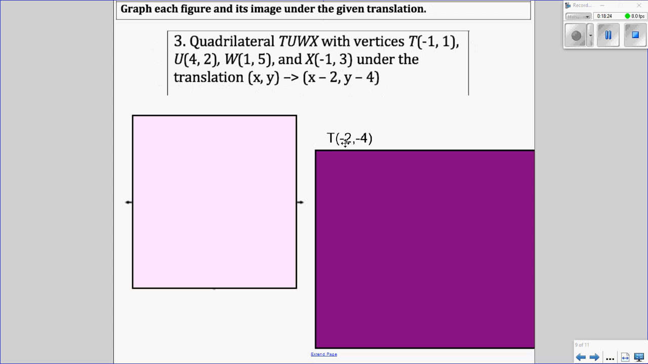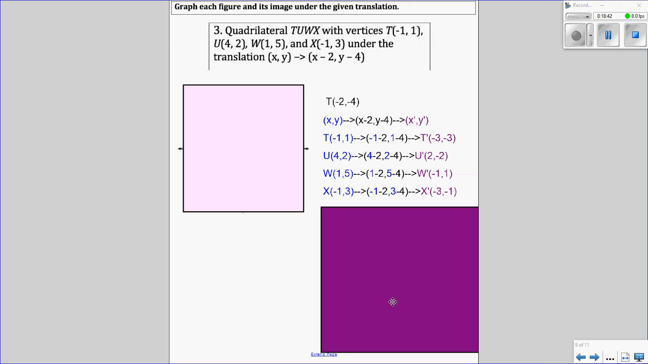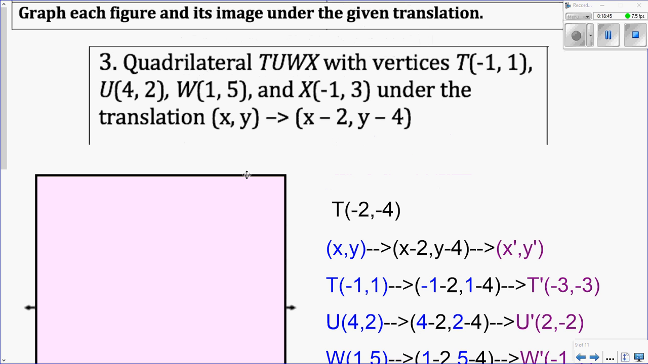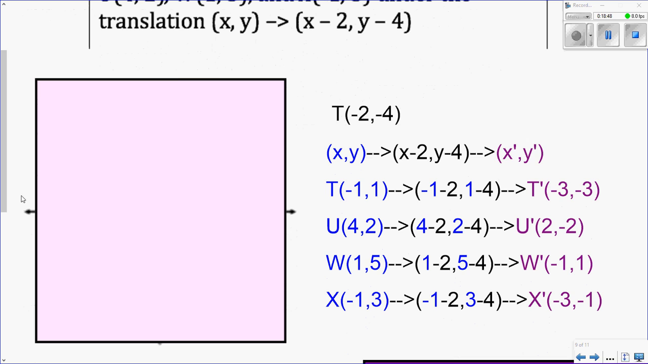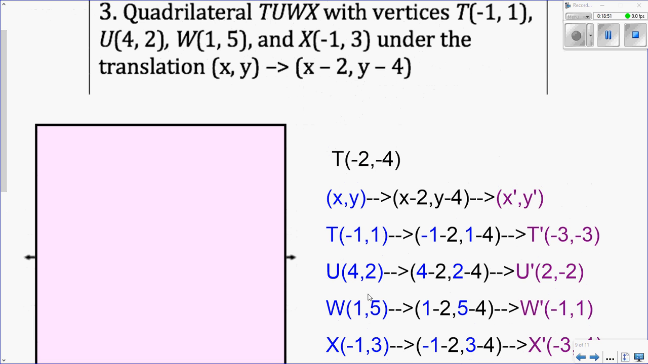That means this is how many units I'm going to be moving on the x-axis, left to right. And this is how many units, negative 4, that I'm going to be moving up or down. In this case, it'll be down, and for this one, we'll be going to my left. I had my original vertices that they gave me. I know I'm using this translation, so for my x, I'm subtracting 2, and for my y, I'm subtracting 4. I got my new points, my image, which are T prime, U prime, W prime, and X prime.